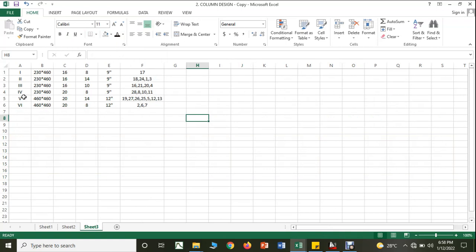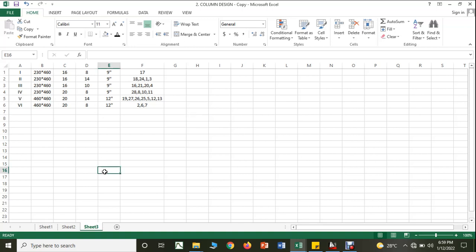Now, let us write this grouping of the columns in a proper manner. There is a particular format. First, let us write the grouping and reinforcement detailing of only columns. Then later, let us write the grouping and reinforcement details of the footing and column together.